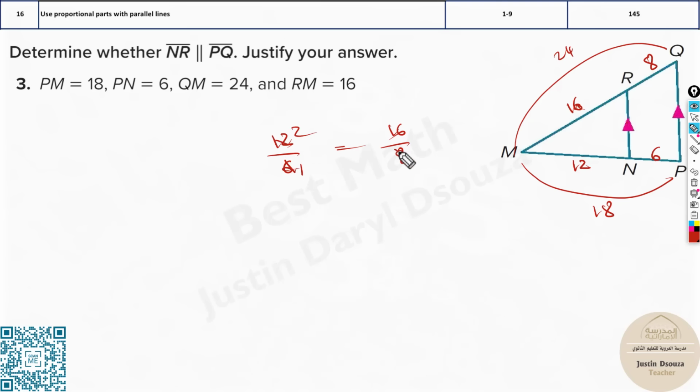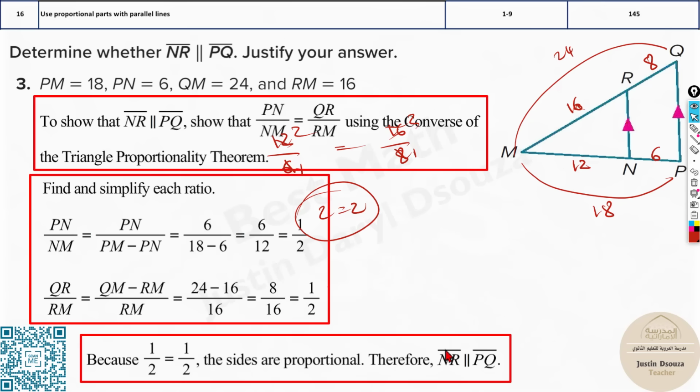1 times 2 times, 1 times 2 times. Yes, 2 equals 2. The proportionality holds good. The proportionality is true here. So therefore, what we can say is they are parallel. Yes, they are parallel. They have taken the other way around. You can take the smaller value divided by the bigger value. It's the same thing as long as it's equal.